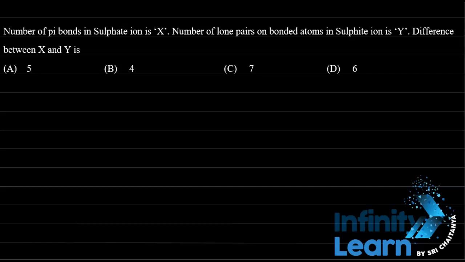Hello everyone, today's question is from sulfate and sulfite. The number of pi bonds in the sulfate ion is X, and the number of lone pairs on bonded atoms in the sulfite ion is Y. The difference between X and Y is?